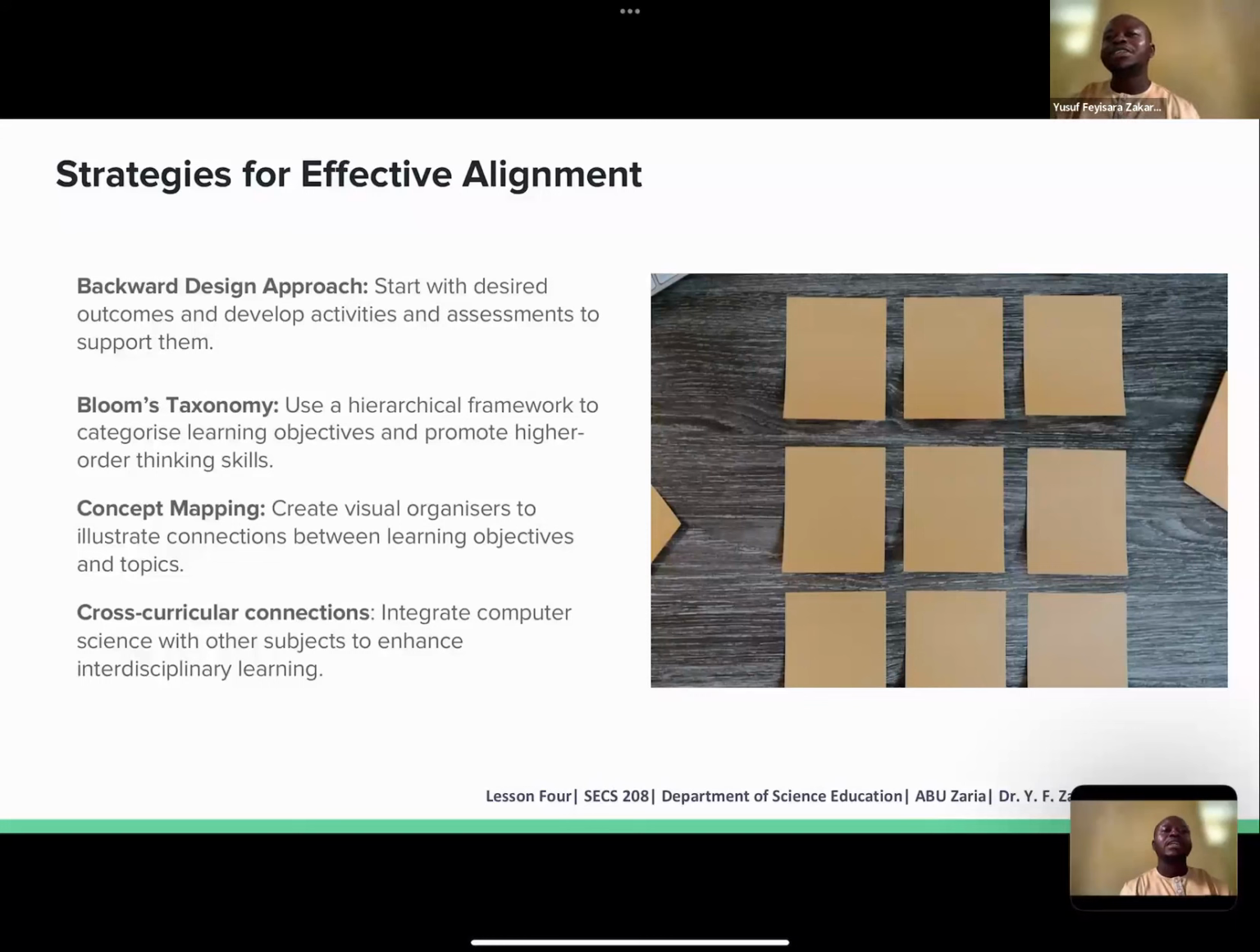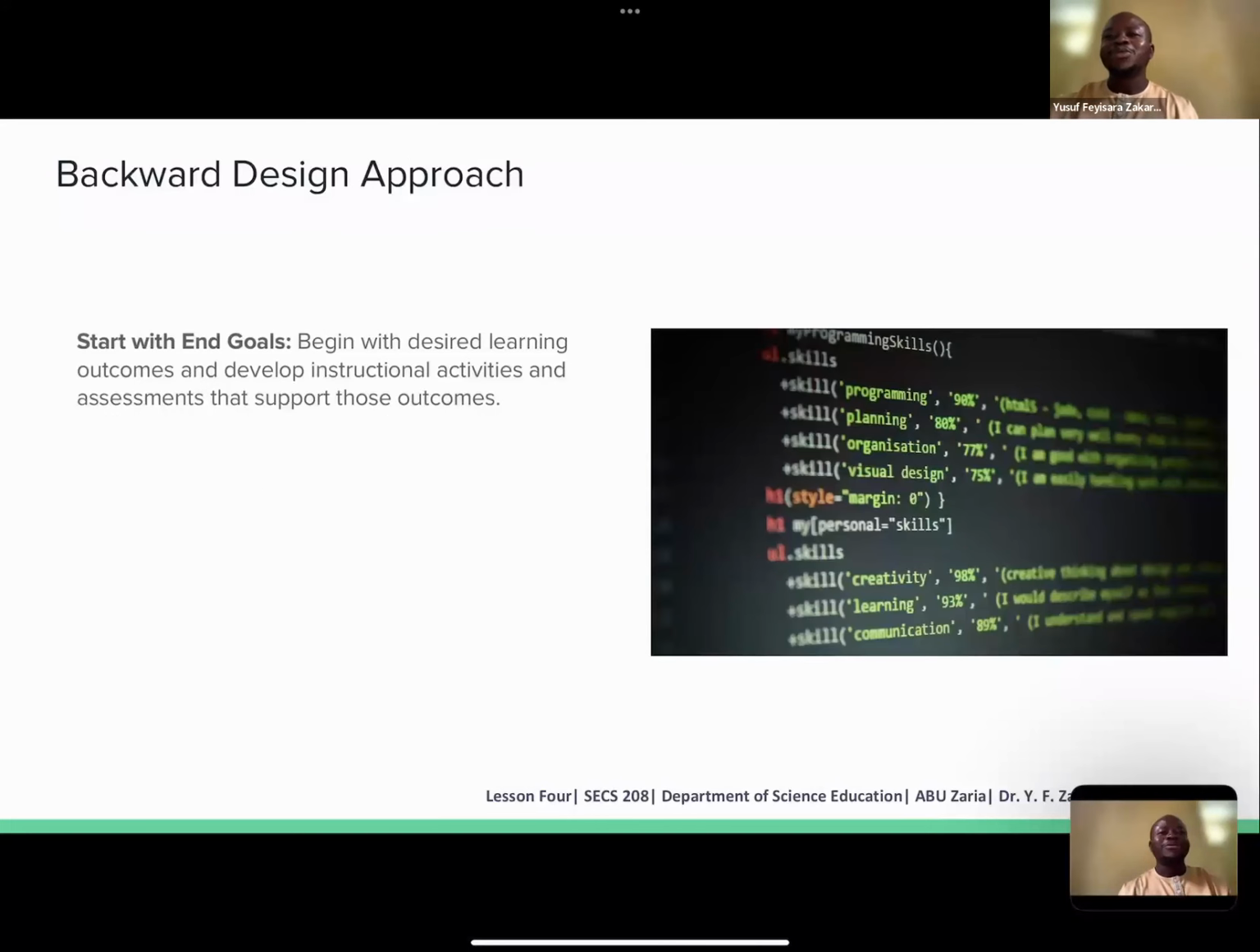Okay, then backward design approach. What does this mean? What is the backward design approach? Basically, in the backward design approach, you start with your learning outcomes. We want our students to achieve this in programming language. We want our students to achieve this in web development. We want our students to achieve this in website design. We want our students to achieve this in database management. We want our students to achieve this in cyber security. We want our students to achieve this in artificial intelligence. You start with the learning outcomes.